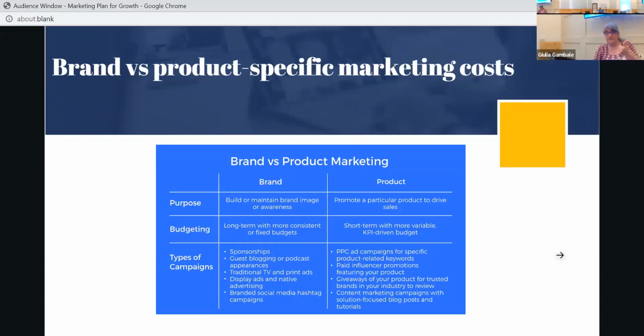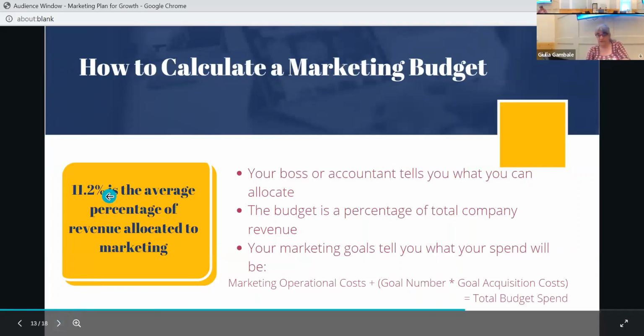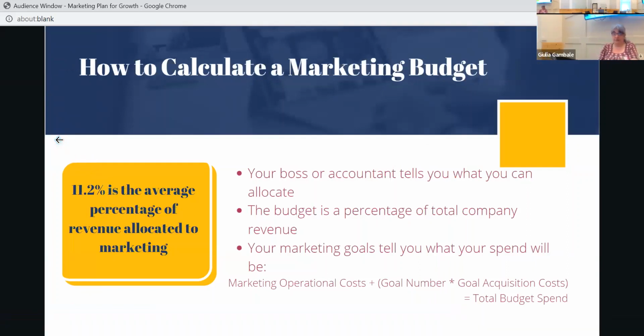For products, PPC ads, right? Pay-per-click ads. There are campaigns for specific product-related keywords. Paid influencer promotions featuring your product, giveaways of your product. See how it all says product or service? Content marketing campaigns with solution-focused blog posts and tutorials, right? And I'll have something that goes out for that as well. Okay, so how to calculate a marketing budget, really quick. 11.2%.